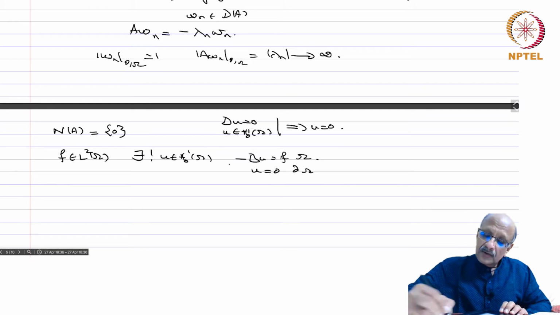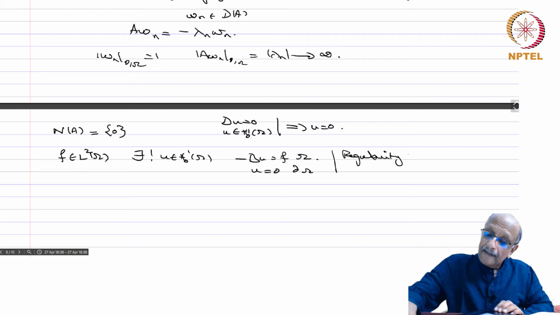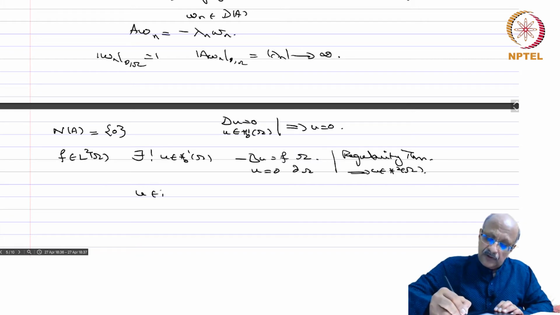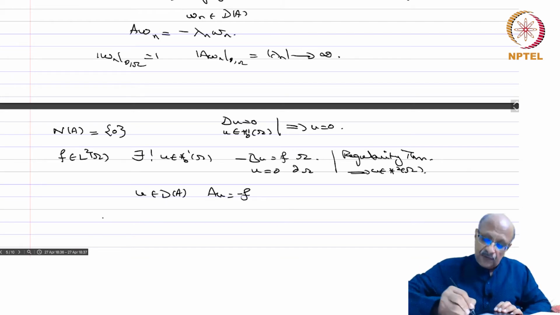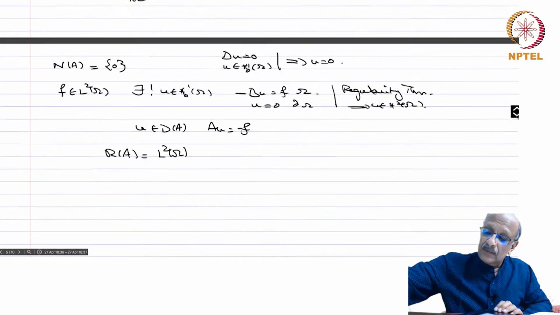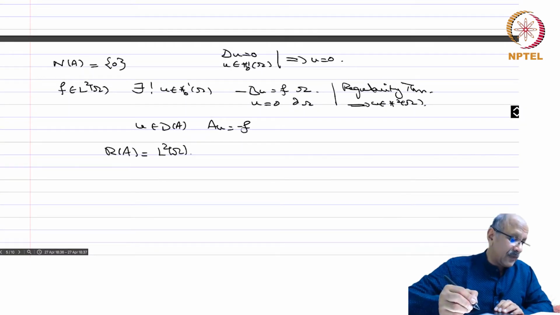Okay, and so Laplacian u is minus f, if you like. So for every f, minus f is okay. And by the regularity theorem, u in C0 of omega implies that u is in H2 of omega also. So u belongs to D of A and Au equals minus f, and therefore the range of A is the entire space. It's an onto map.